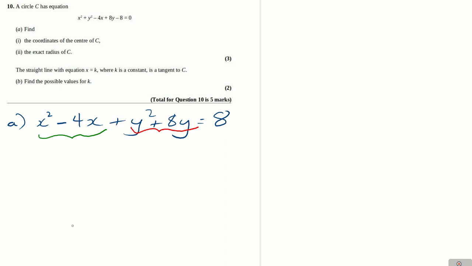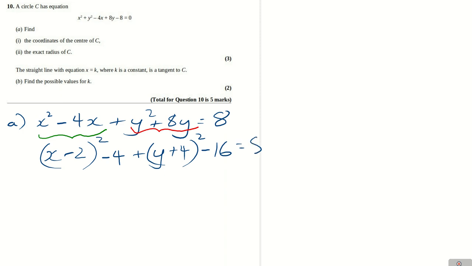So looking at the x's, x squared minus 4x, if we halve the 4 we get (x minus 2) squared. That's going to give us x squared minus 2 lots of 2x, or in other words x squared minus 4x. It's also going to give us a minus 2 times minus 2, or a plus 4, which we don't want, so we need to subtract that. And then similarly for y, half 8 gives us 4, but that's going to give us an extra plus 16, which we need to subtract, equals 8.